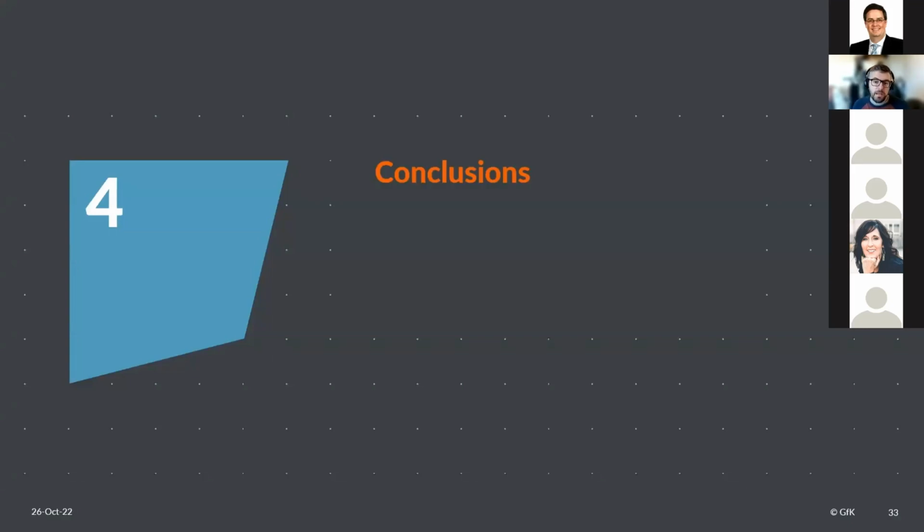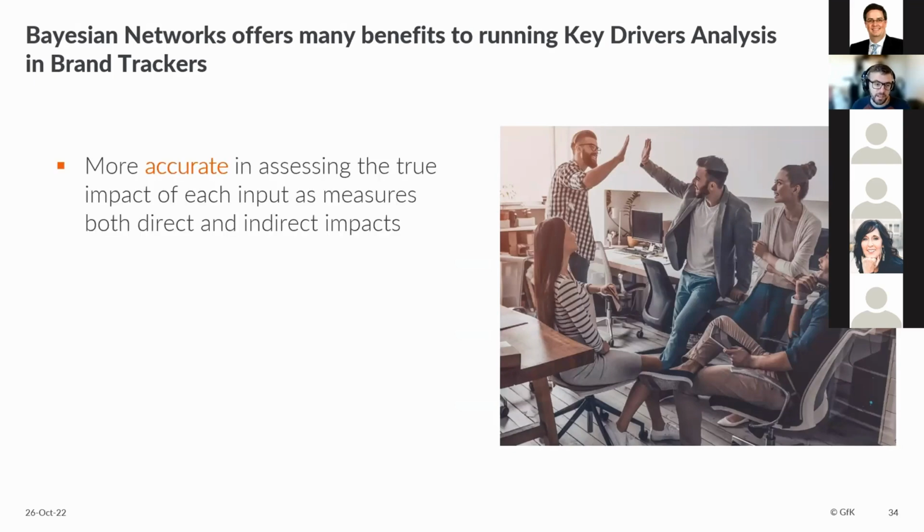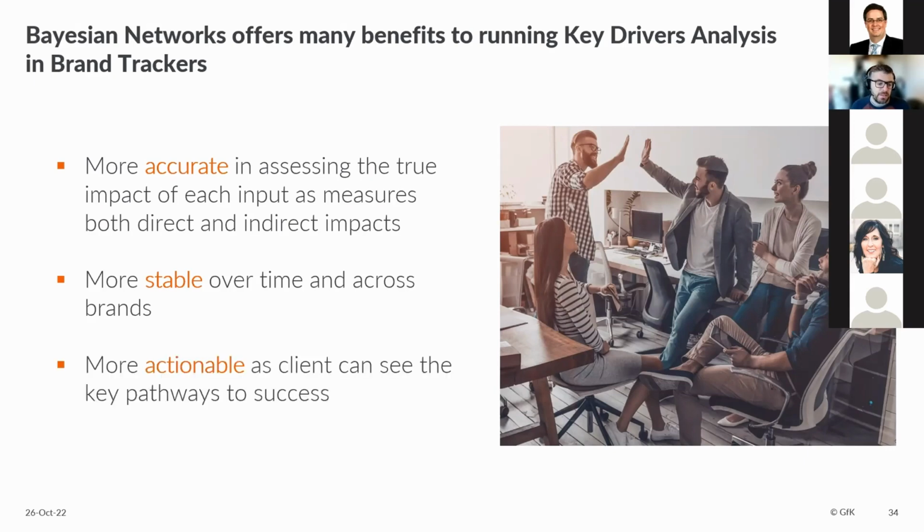Okay, so to sum up then, there are some really clear benefits to using Bayesian networks when running key drivers analysis and brand trackers over more traditional approaches such as Shapley value regression. So as we've seen, it's more accurate in assessing the true impact of each input, as we're not only measuring the direct impact that perceptions are having on our outcome measure, but we're also measuring the indirect impacts. As we've seen, it's more stable over time and across brands, which avoids any awkward conversations with clients when you're trying to explain massive differences. And also it's more actionable as clients can see the key pathways to success.